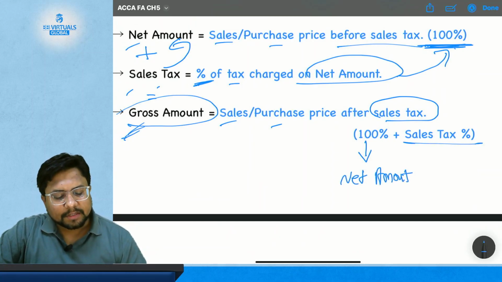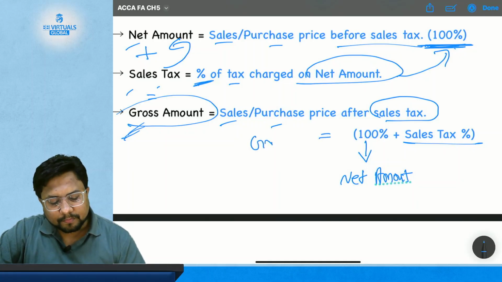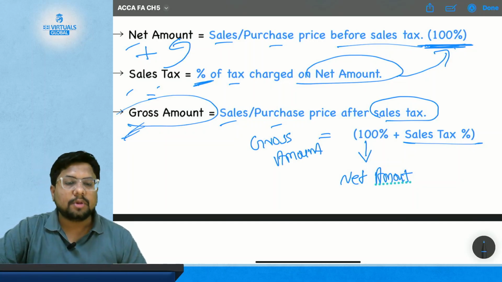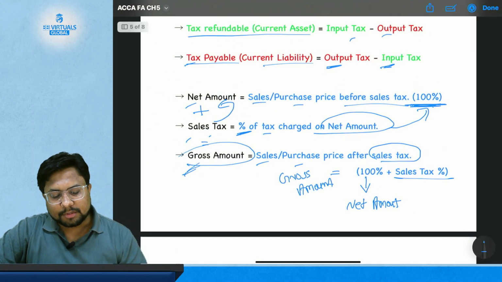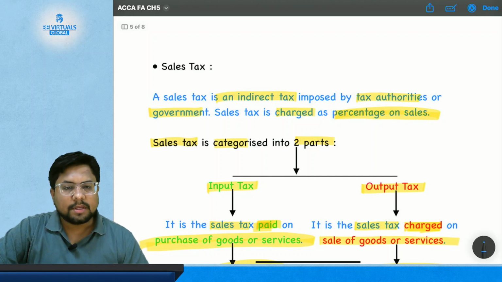That is, net amount plus sale tax is equal to gross amount. So gross amount is equal to 100%, that is net amount, plus sale tax which is charged on the net amount. So this is the very basic concept of the sale tax.